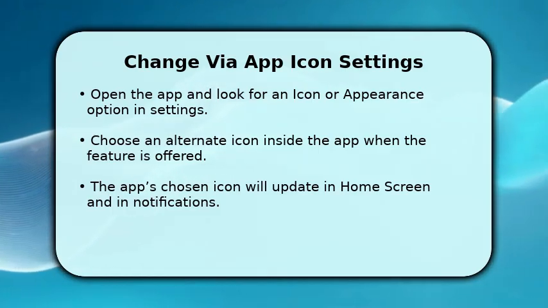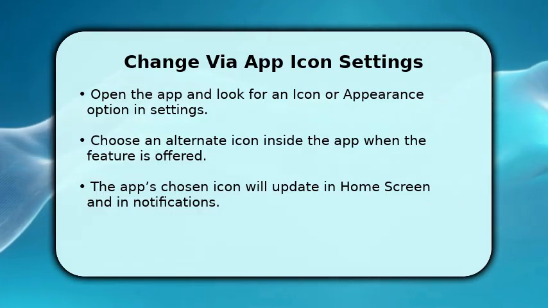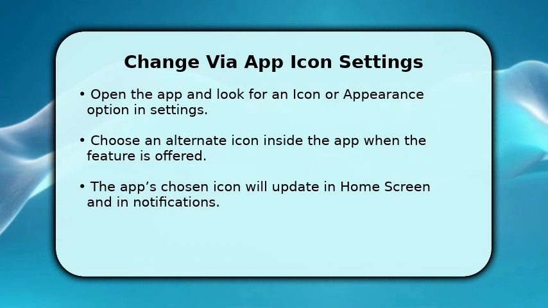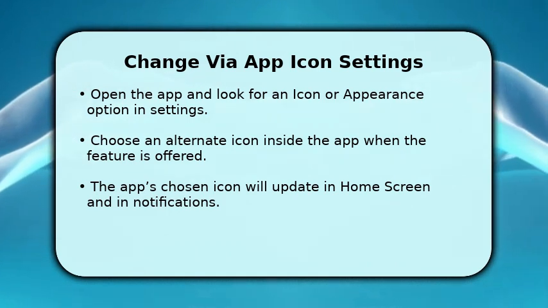When an app supports alternate icons, its notification icon on the lock screen and banner will reflect the chosen icon. This method works only for apps that explicitly support alternate icons. If an app lacks alternate icon support, adjust how notifications appear instead.